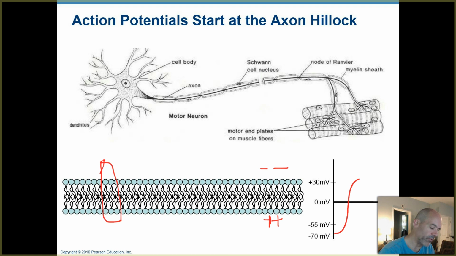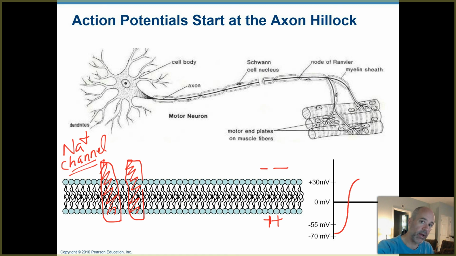All right, and we have those voltage-gated sodium channels that we were talking about. That's a sodium channel. And that has been allowing sodium ions to rush from out here to the inside of the cell. Now when you hit plus 30, what happens is the sodium channel gates close. So the sodium channel closes back up. All right, so that prevents any more sodium from rushing into the cell from outside.